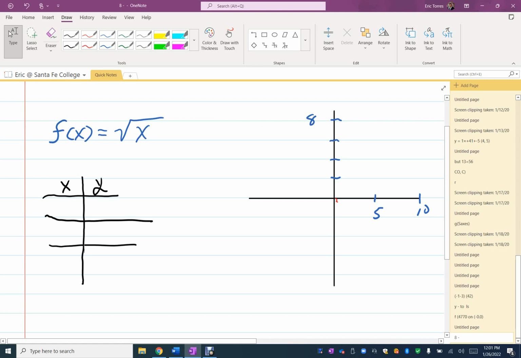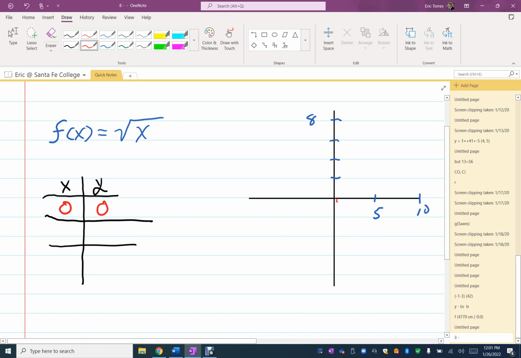Okay, we're going to talk about how to graph a radical function. So this is a square root of x function, and I'm going to start by plotting some basic points. Taking the square root basically asks what number times itself is equal to, in this case, x. So if x is 0, the square root of 0 is 0.